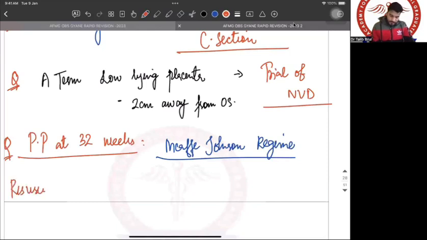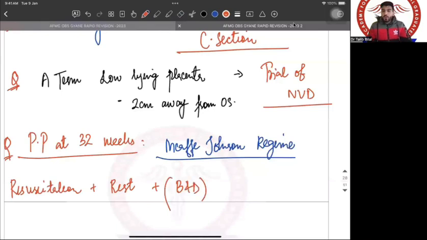Resuscitation plus rest. Give steroids, betamethasone and dexamethasone, guys. You remember 2 doses and 4 doses, right? We give this betamethasone for the lung maturity, okay? And admit the patient, okay, guys? Admit the patient, resuscitation, rest, and give steroids. This is called the McFadyen-Johnson regime, okay? And if Rh negative, give anti-D of 300 micrograms and keep the blood arranged, okay?